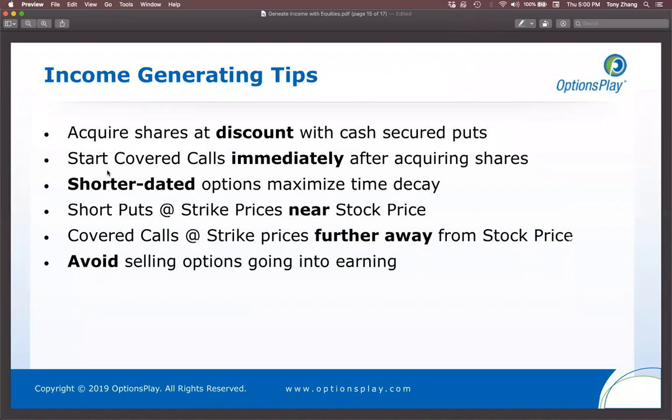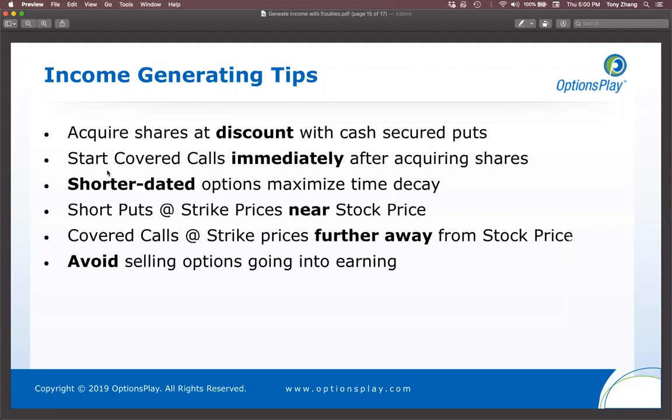Now, when you're selecting your strike prices and expiration dates, shorter dated options help you maximize time decay and maximize income, because you can sell 1 month calls 12 times a year, and that's going to generate more income for you than if you sell 2 month calls 6 times a year.